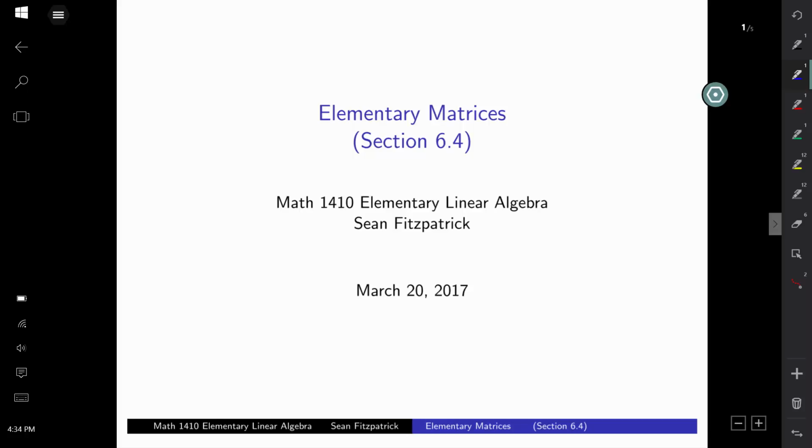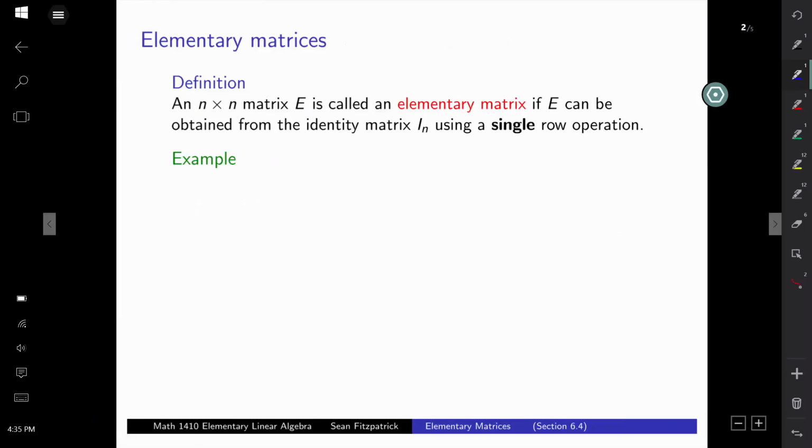Alright, so in this video we're going to introduce the concept of an elementary matrix. In some ways, maybe this is a bit of a stretch, we can think of elementary matrices as the building blocks of other square matrices, in the same way that we might think of prime numbers as the building blocks of the integers. Any invertible matrix can be obtained by multiplying together a bunch of elementary matrices.